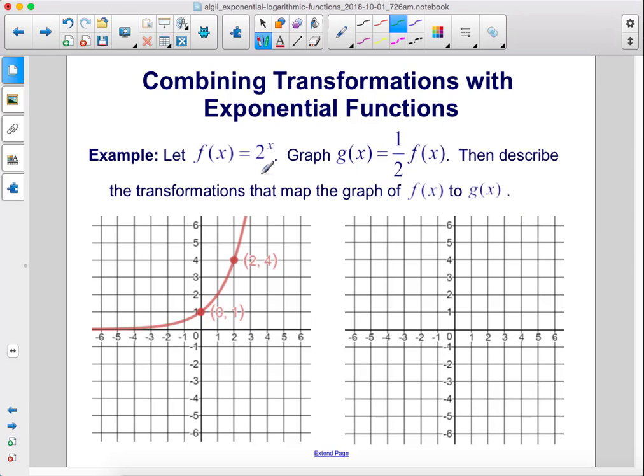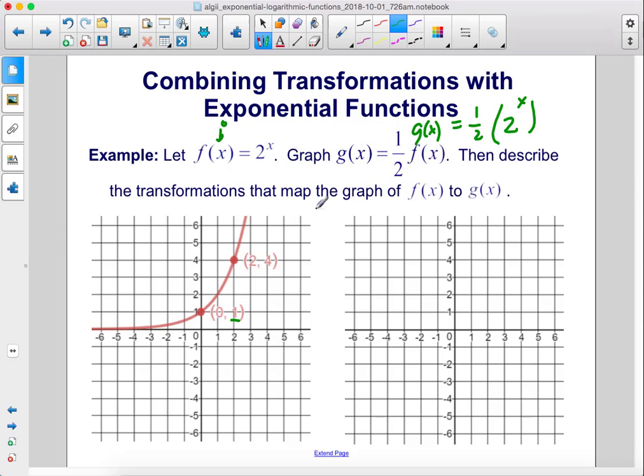Let f of x equal 2 to the x power. Graph g of x equals 1/2 f of x. Then describe the transformations that map the graph of f of x to g of x. Alright, so let's take a point here, (0, 1). When we plug in 0 here, we get 2 to the 0 power, which equals 1. So if we take that and plug it in here, this would equal 1/2 times 2 to the x, so this is what g of x is.